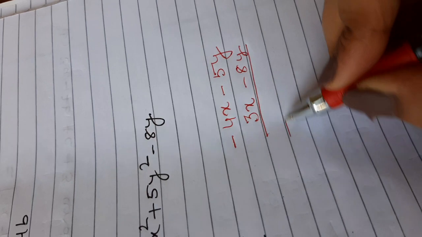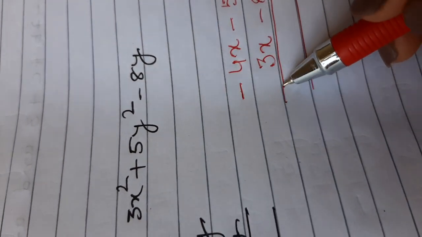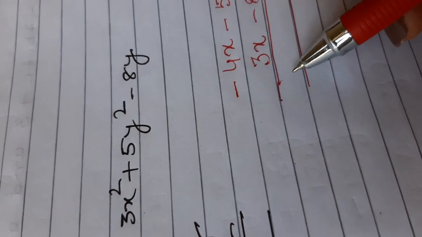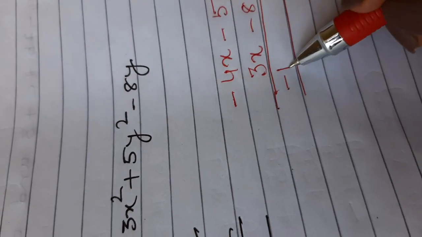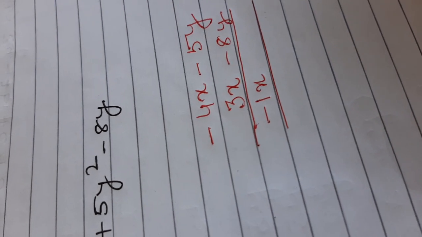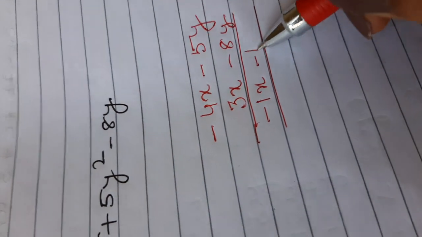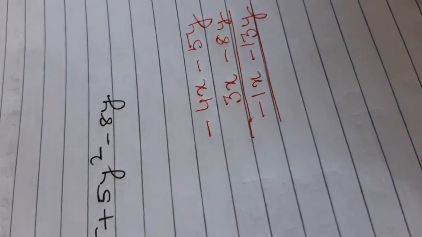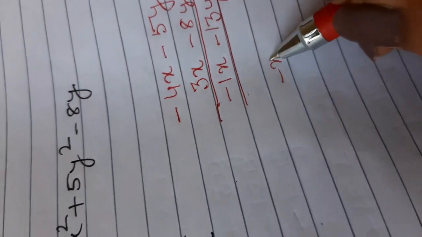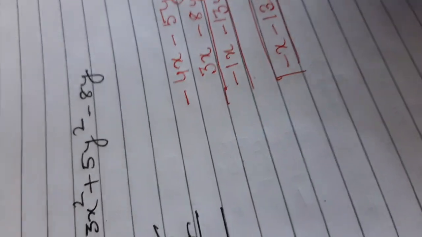Now add them. You will get, first add this, minus 4 plus 3, signs are different, so we have to subtract and we will consider the sign of the greater one. So 4 minus 3 is 1, so minus 1x. Now both the signs are same, so we have to add, right? So the answer is minus 13y, right? Instead of writing minus 1x, what do we write? Minus x minus 13y is the correct answer for this.